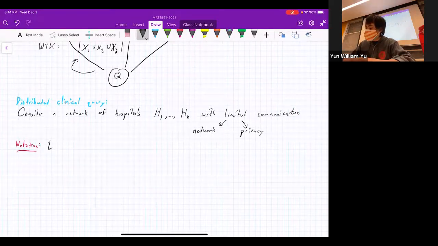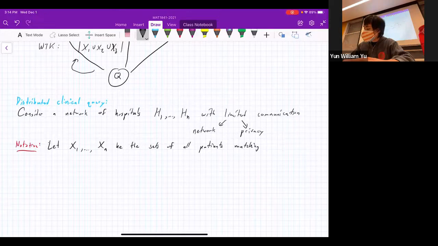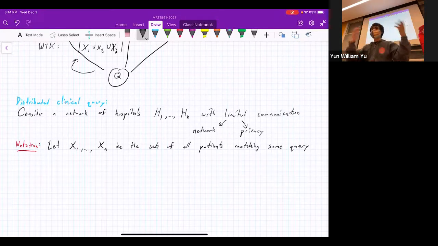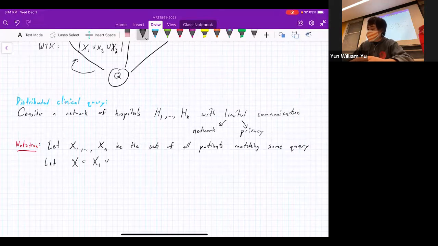So let X1 through Xn be the sets of all patients matching some query. X1 is going to be the patients at hospital 1 that have hypertension, for example. X2 is going to be the set of patients at hospital 2 that have the same property. And what we want is to compute this union. So let big X be equal to the union, X1 union through Xn. So that's what we care about.